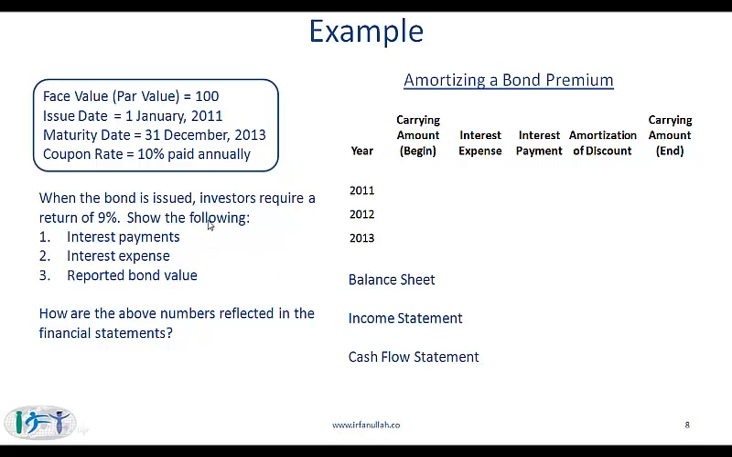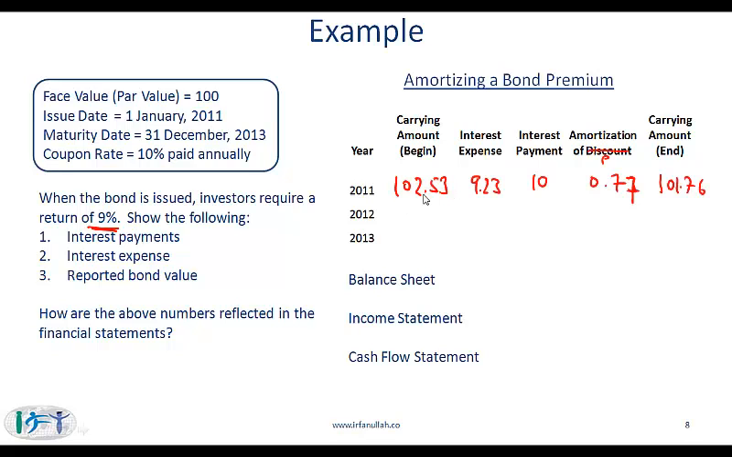We now look at a bond which is issued at a premium because the market rate is 9%. We have already talked about the carrying amount, so you need to do this, and I will post the Excel file on our Google group.